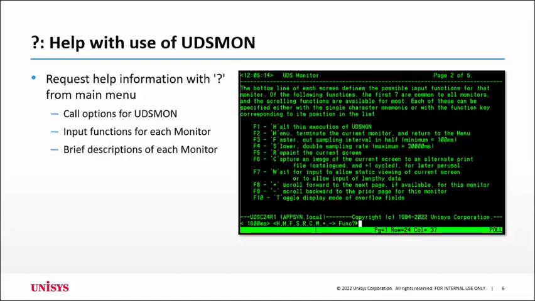This screen is displayed when you enter a question mark character on the main menu. It starts off with how to call UDSMON and the various options. Page 2 is general information to help cover functions available to the user throughout the use of UDSMON. Pages 3 through 5 have brief descriptions of each monitor. You can page forward and backward with the plus and minus characters.